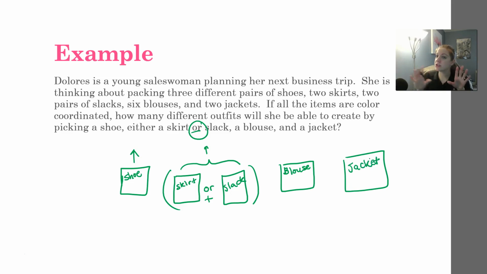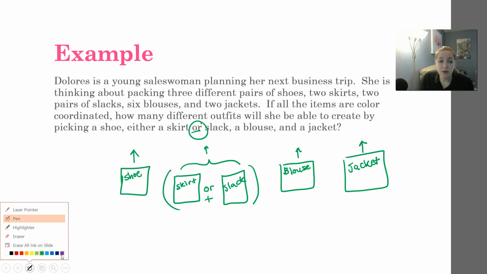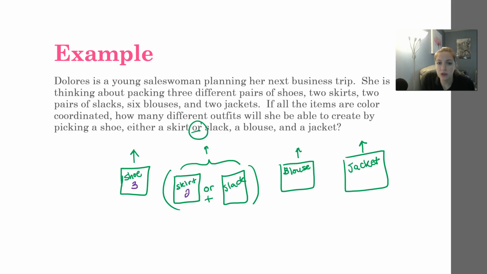So once you figure out what she's picking from each, she's picking one blouse, one jacket. Then we can go ahead and fill in our numbers to figure out what the possibilities are. So how many shoes does she have to choose from? If we read through the problem again, it looks like 3 different pairs of shoes. Okay, skirt. Let's see how many skirts she picked. She brought 2 skirts and 2 slacks. Blouses were 6 and then jackets were 2.